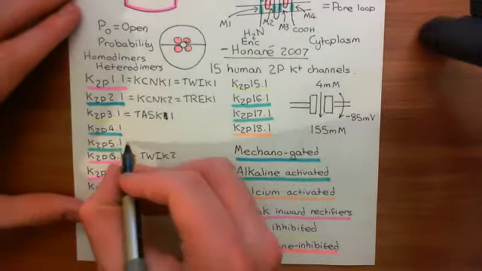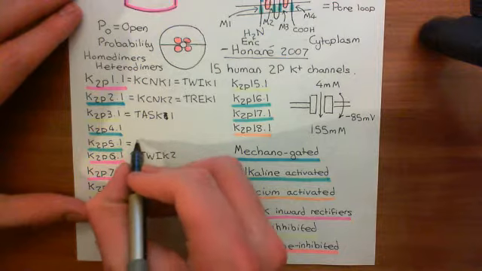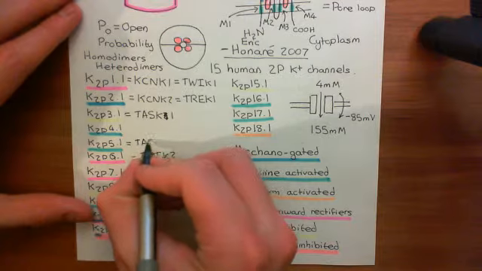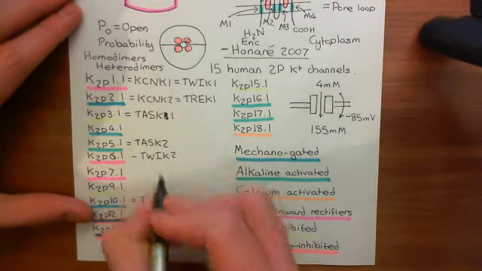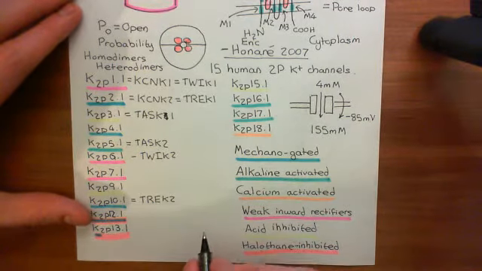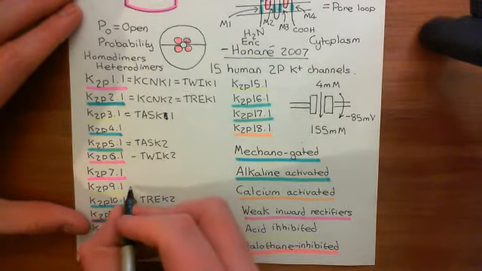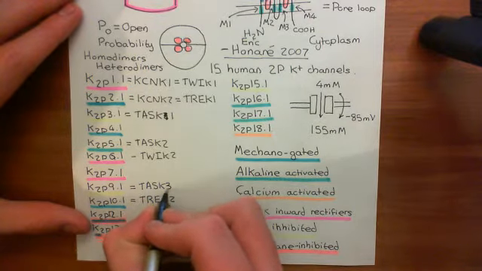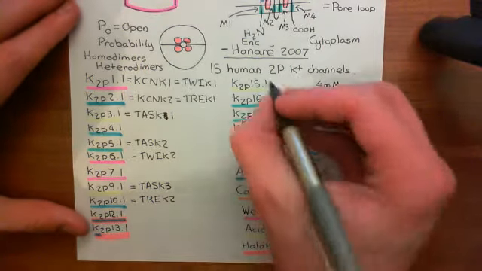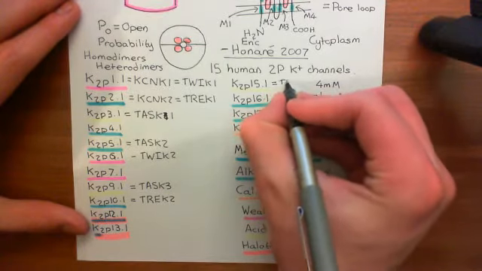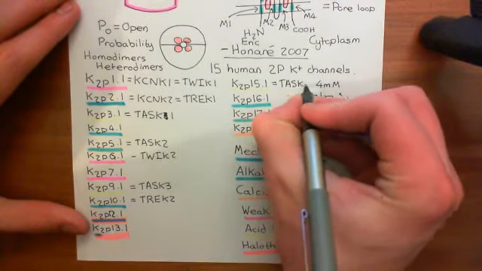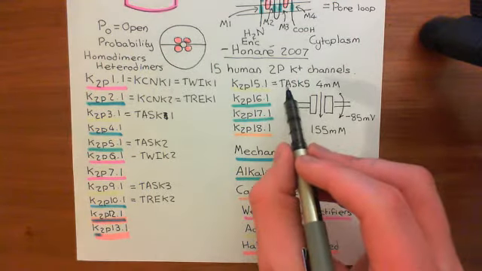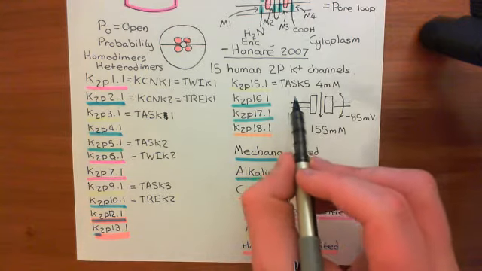Next up, TASK 2 is going to go to K2P 5.1. So K2P 5.1 is going to be called TASK 2. TASK 3 goes to K2P 9.1 here. So this one is TASK 3. And then TASK 5 goes to K2P 15.1. So this is TASK 5 over here. There is no TASK 4. So those are all the TWIK-related acid-sensitive potassium channels.